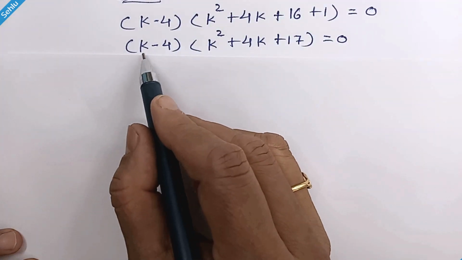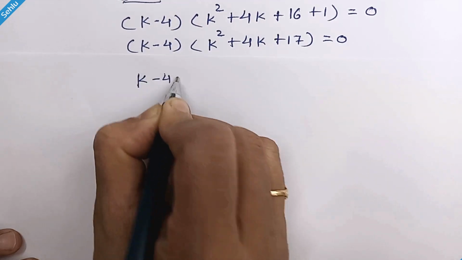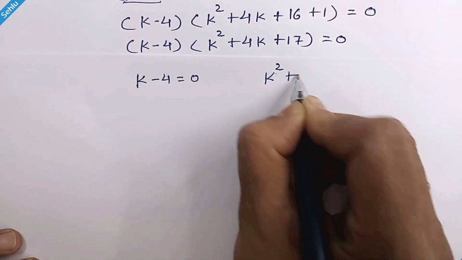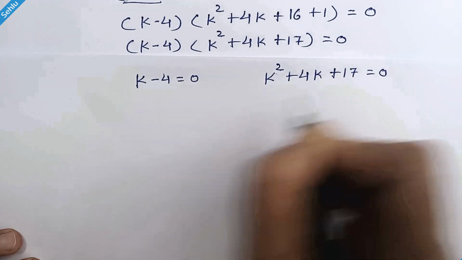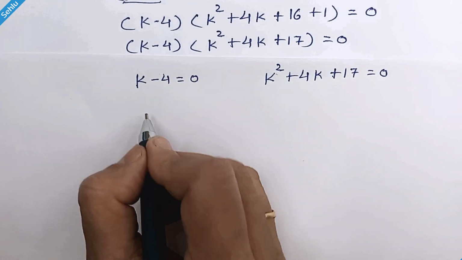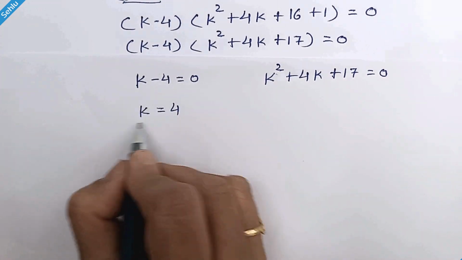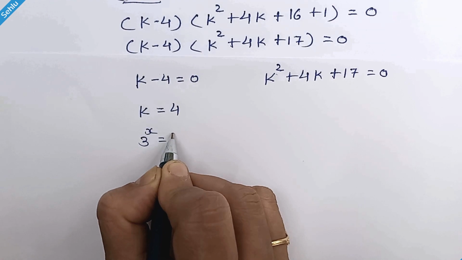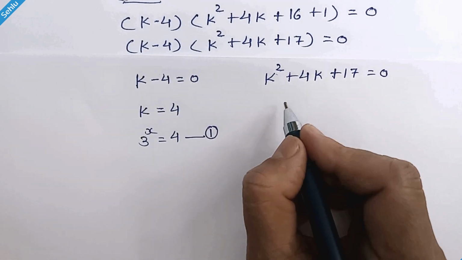Now from here we can equate k − 4 = 0 and k² + 4k + 17 = 0. So here we have k = 4, and k was taken for 3^x. So we have 3^x = 4. Let's call this equation 1.